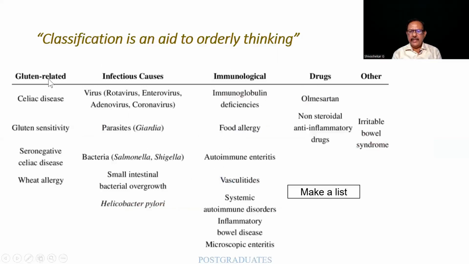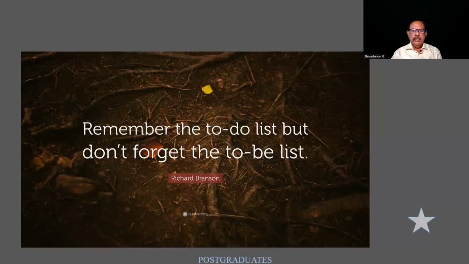Classification is an aid to orderly thinking. So gluten-related diseases, infectious diseases, immunological diseases, drugs, and others. You make a list by heart and then recall the features. Remember the to-do list, but don't forget the to-be list.